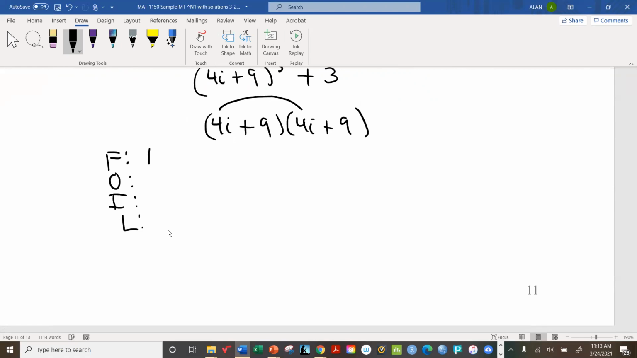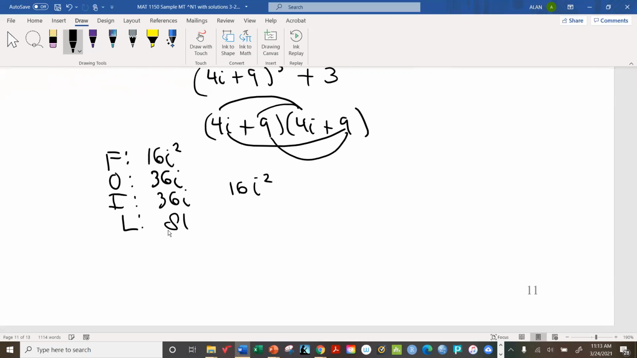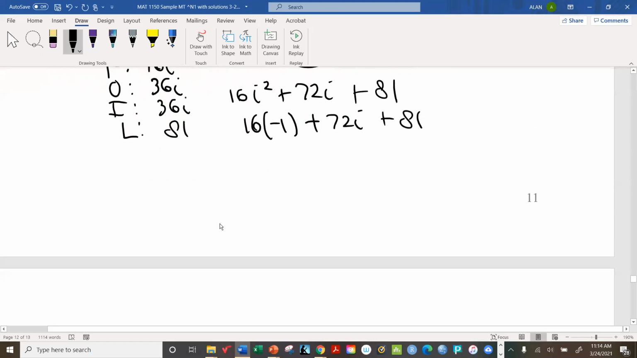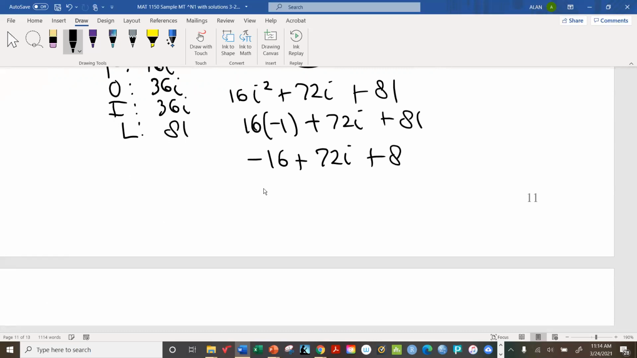F, O, 36i, I, same thing, 36i, last 81. So you have 16i squared plus 72i plus 81. And of course, this one is simply 16 times -1. So we have -16 plus 72i plus 81. We can simplify that as 65 plus 72i.